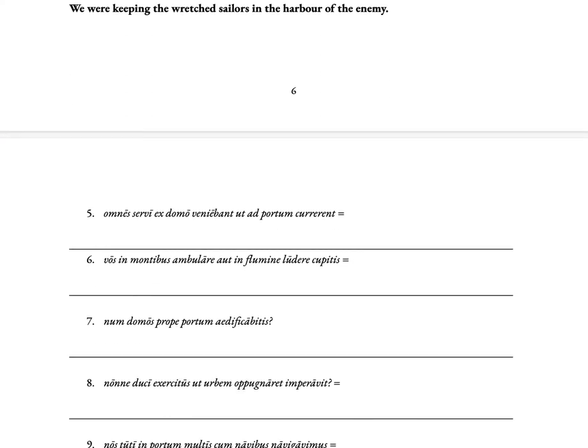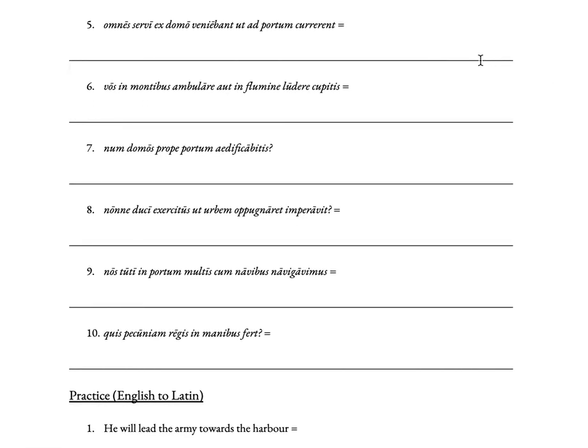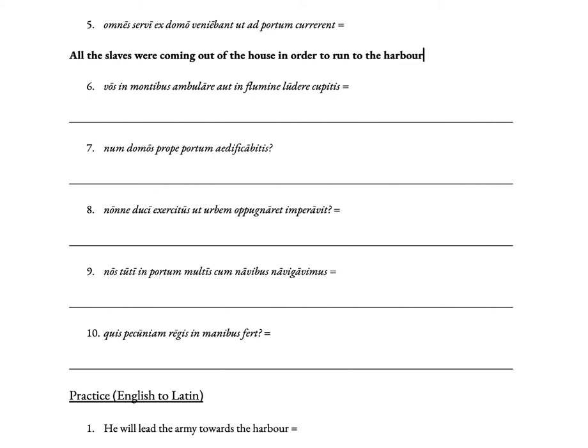Okay, and then number 5, we have, let's see, omnes servi ex domo veniebant, ut ad portum currerent. So omnes servi, all the slaves, were coming, veniebant, out of the house, ex domo. And here you have ut plus subjunctive, in order to run ad portum, towards or to the harbour. Yes, and then number six, vos, that means you, and the main verb is cupitis, so you plural want, ambulare, to walk, in montibus, in the mountains, or out, ludere, to play in the river, in flumine.